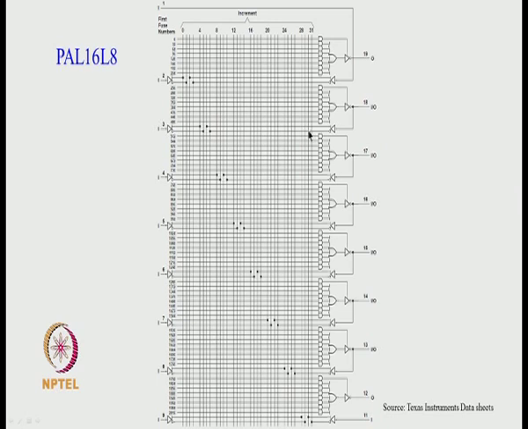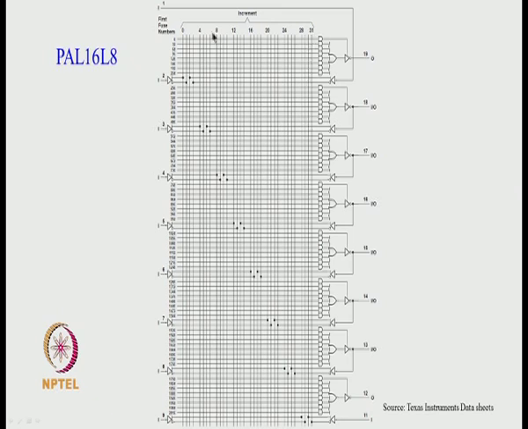Okay, so along with 10 dedicated inputs we have 6 IOs, which can be used as output or input. So this now allows this IO pin to be used as input also. So in addition to 10 dedicated inputs you have 6 IOs which can be used as input. The maximum possible number of inputs is 10 plus 6, so you have 16 inputs and their complements.